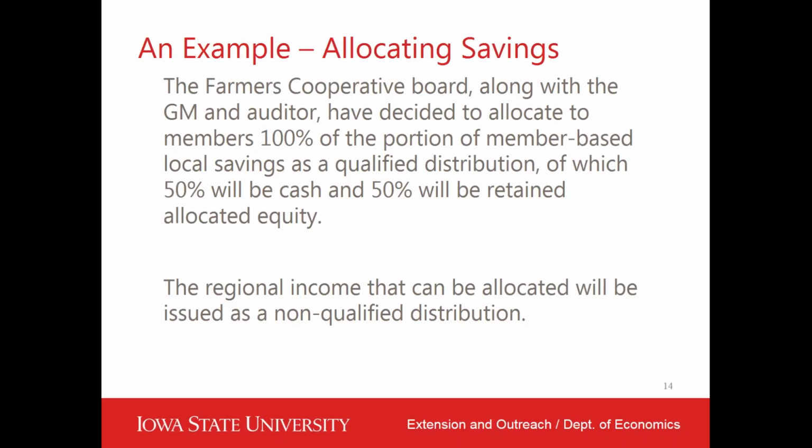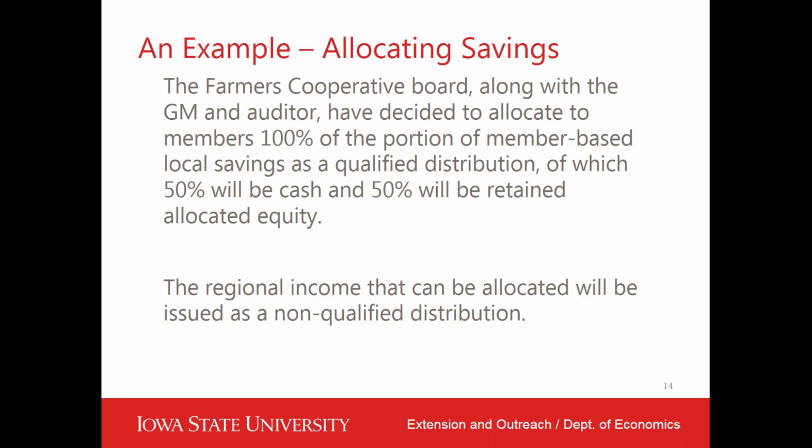Continue with the example. Farmers Cooperatives had decided that it's going to give 100% of that member-based local savings as a qualified distribution. So the stuff that came from the monies that resulted from local profitability, they're going to distribute 100% of that, 80% essentially, back to the members. 50% is cash and 50% is retained equity. So if I am a member of this cooperative, I'm going to get a notice from this co-op saying that we are allocating some of your patronage as cash, and some of it will be retained as equity in the co-op in your name. The co-op then decides that we're going to take the regional income piece and we're going to issue it as a non-qualified distribution.